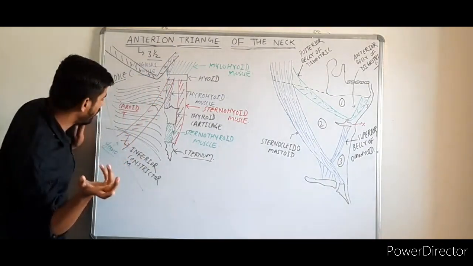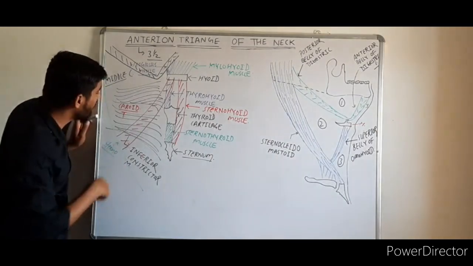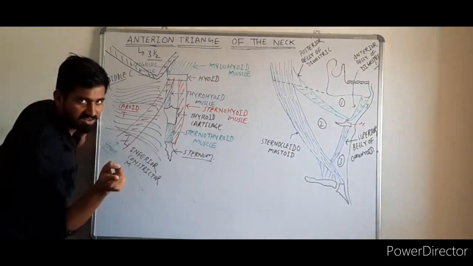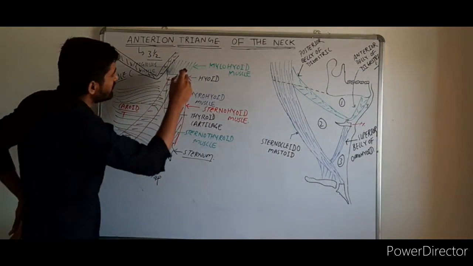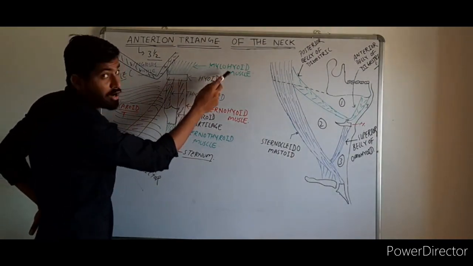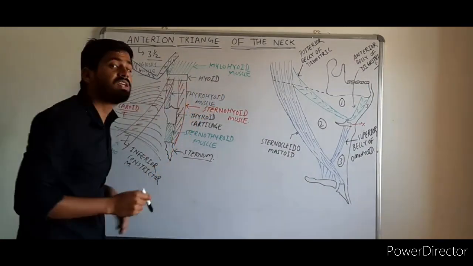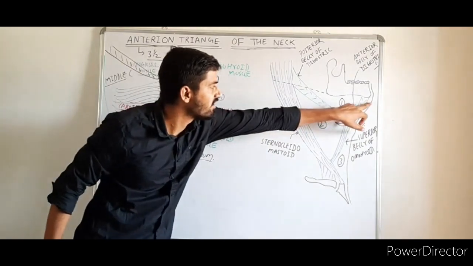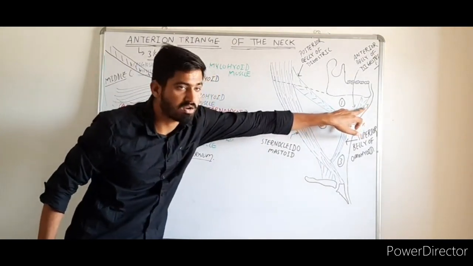This is now the carotid triangle. What is the floor of the carotid triangle? The middle constrictor and the inferior constrictor. Got it? Now, this is the mylohyoid muscle and this is the hyoid. See, the submental triangle is somewhere here. You see here, this fourth number.